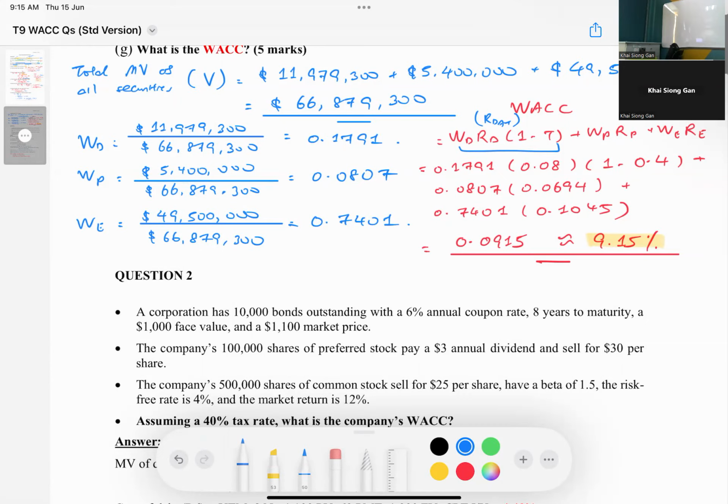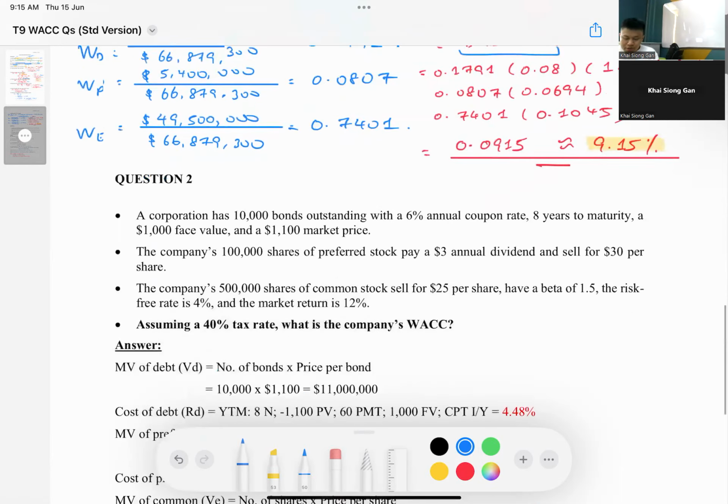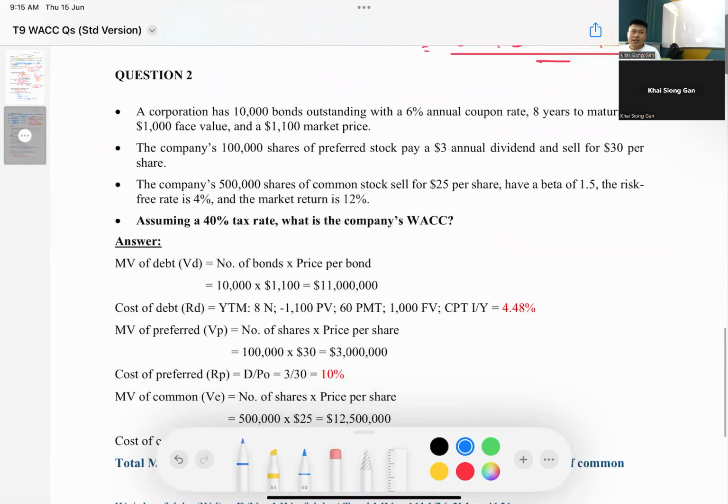Okay, and shall we continue? So this is the most important thing that you must focus on in this class. Most important as compared to tutorial questions. Okay, so now all good, huh? Okay, now just want to briefly go through this question too. It's the same thing, but I just want to show you that some of the calculations may be different for the common stock.